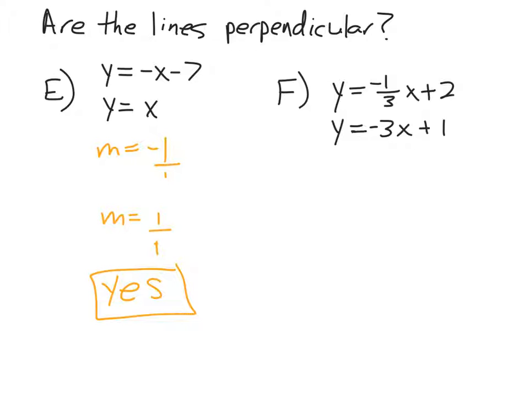Now let's look at example F here. I have m equals negative 1/3, and I have m equals negative 3, and we can think about that as negative 3 over 1. Now here, negative 1/3 to negative 3 over 1, I am taking the reciprocal, but the signs don't change, right? This isn't the opposite reciprocal, this is just the regular reciprocal. So because we have negative 1 over 3 and negative 3 over 1, these cannot be perpendicular. Reciprocals, but not opposite reciprocals.